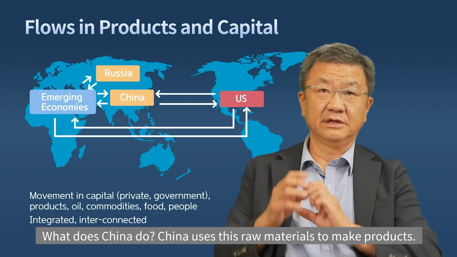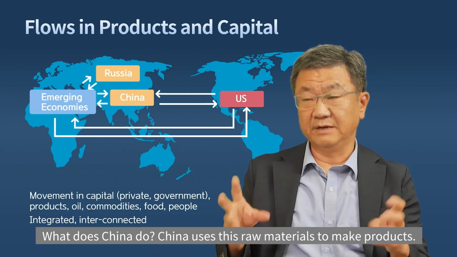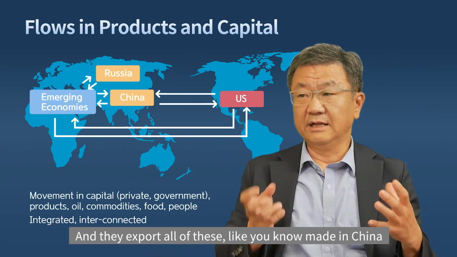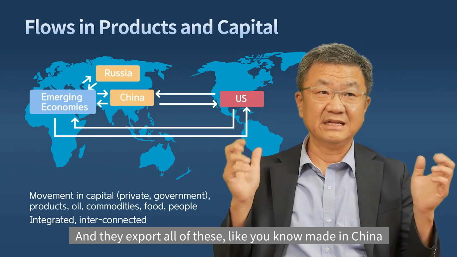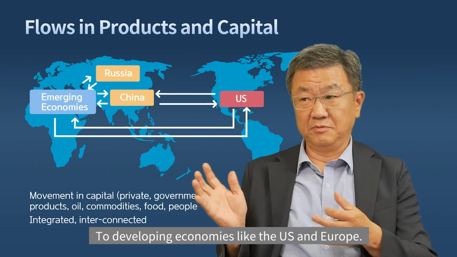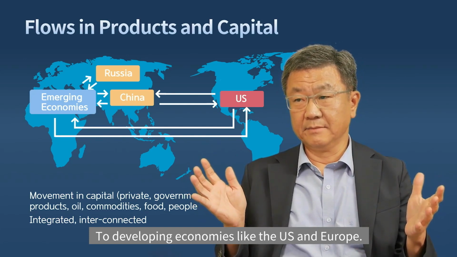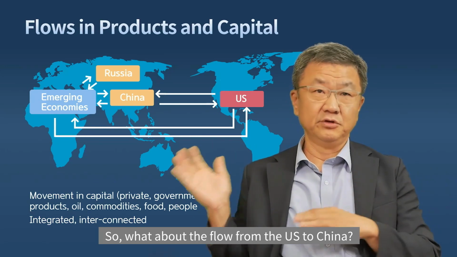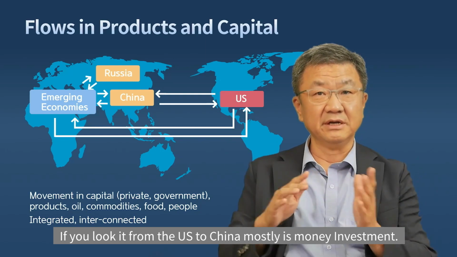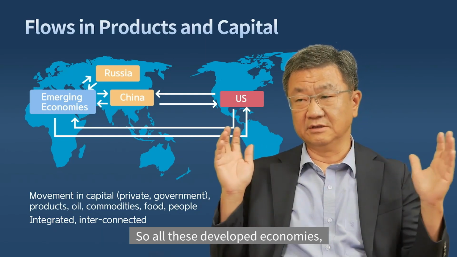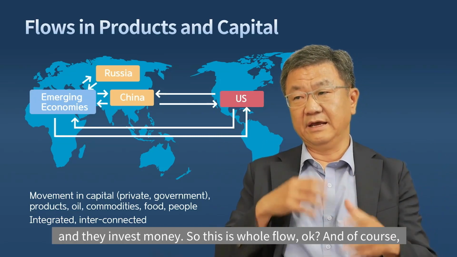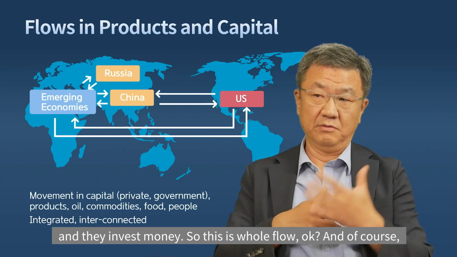Now what does China do? China uses these raw materials to make products, like chairs and TVs and smartphones, and they export all of these. Made in China is so popular all over the world, right? To developed economies like the US and Europe. So what about the flow from the US to China? If you look at from the US to China, mostly it's money, investments. So all these developed economies, what they do is they go into the emerging economies and they invest money. So this is the whole flow, okay?